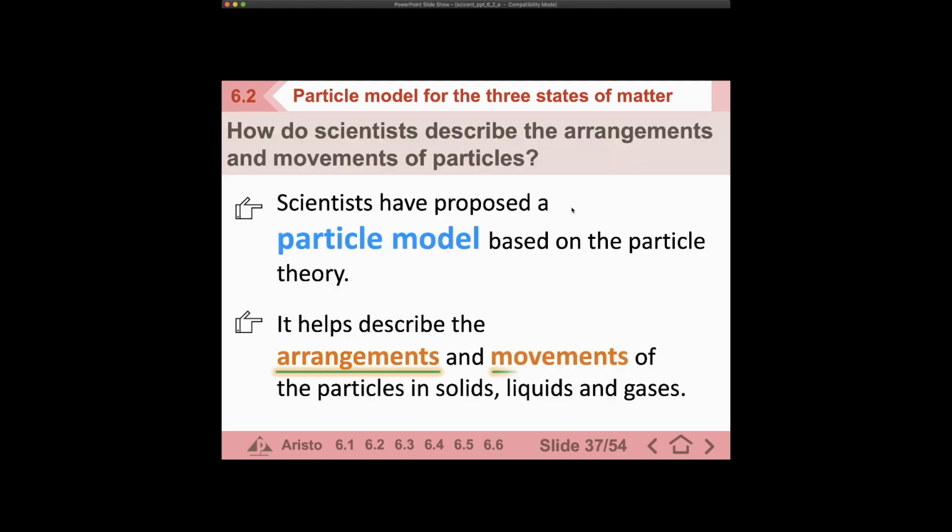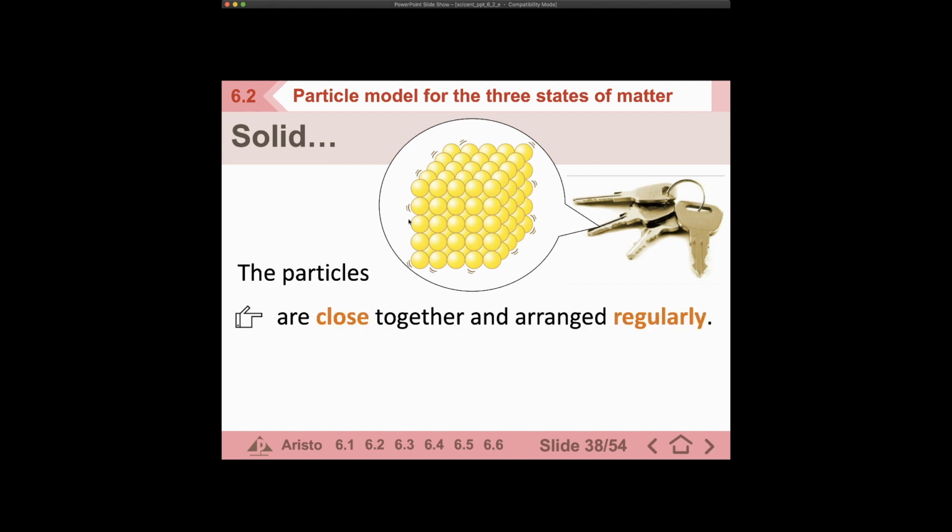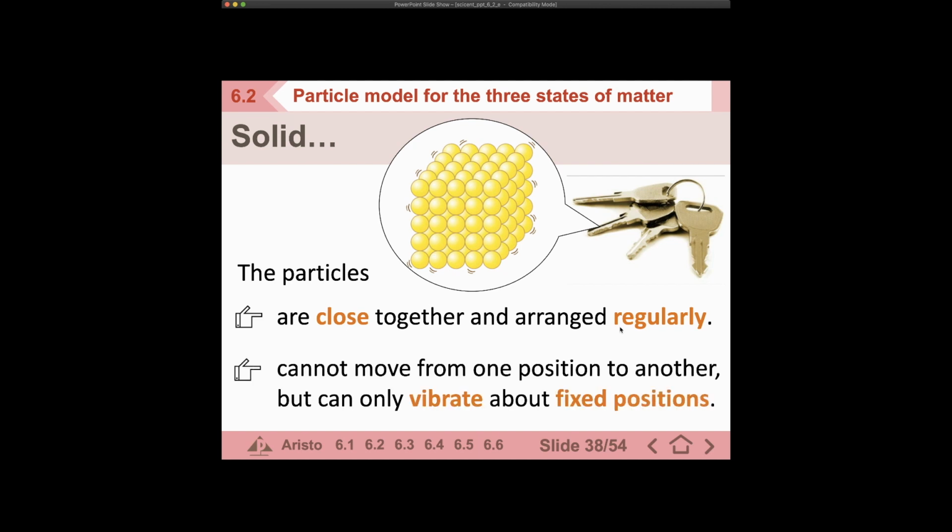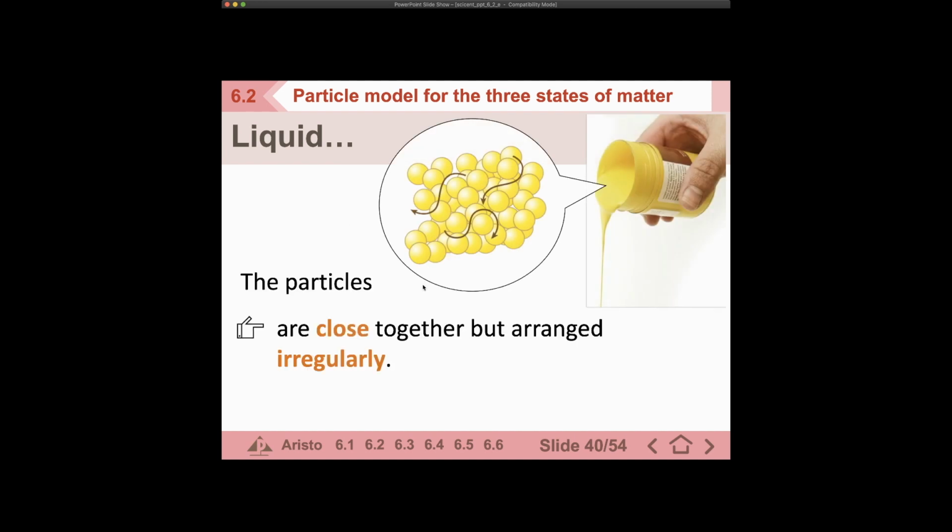So how do they describe the arrangement and movement of particles? Scientists have proposed a particle model based on the particle theory. It helps describe the arrangements and movements of the particles in solids, liquids, and gases. Just like what you can see in the simulation, the particles are close together and arranged regularly, and they cannot move from one position to another, but can only vibrate about fixed positions. And for liquid, the particles are close together but arranged irregularly, and they can move around each other like this, just like what you can see in the simulation.